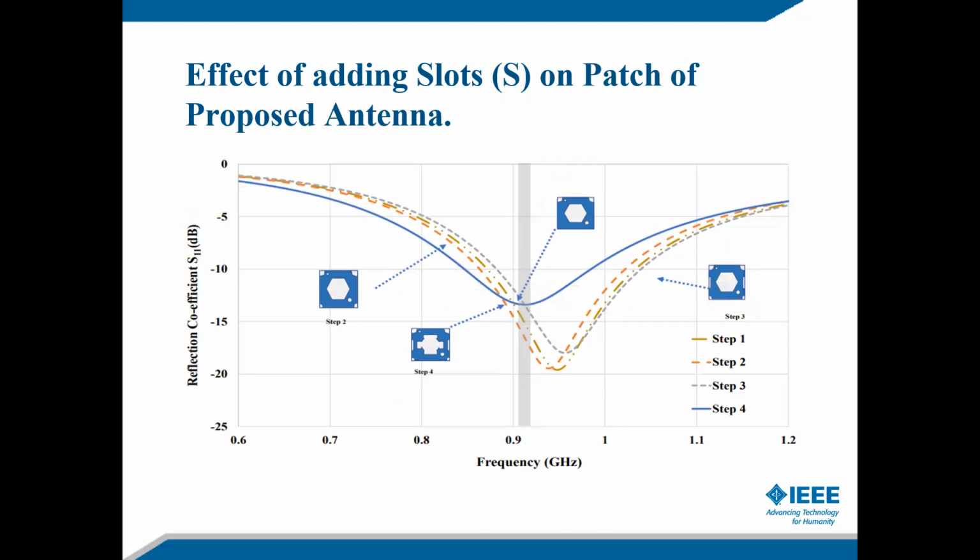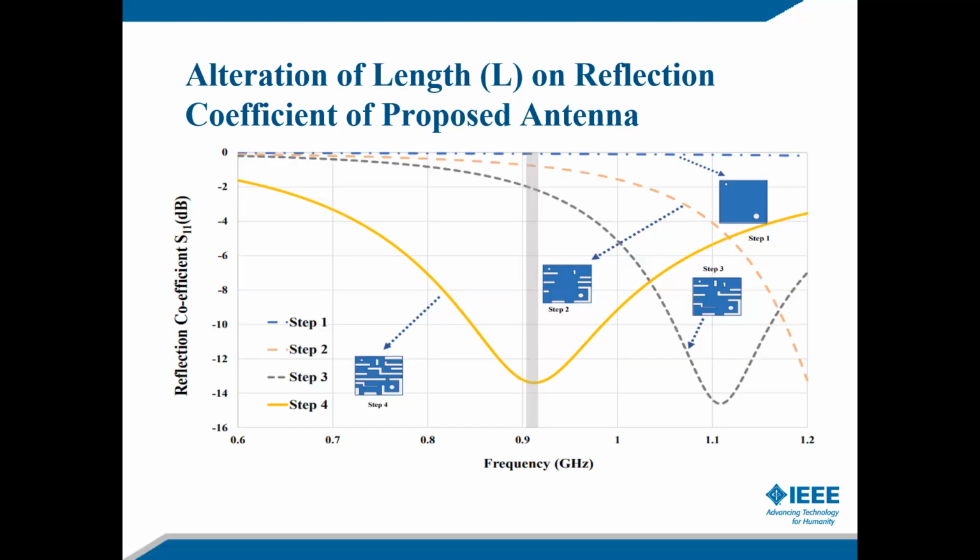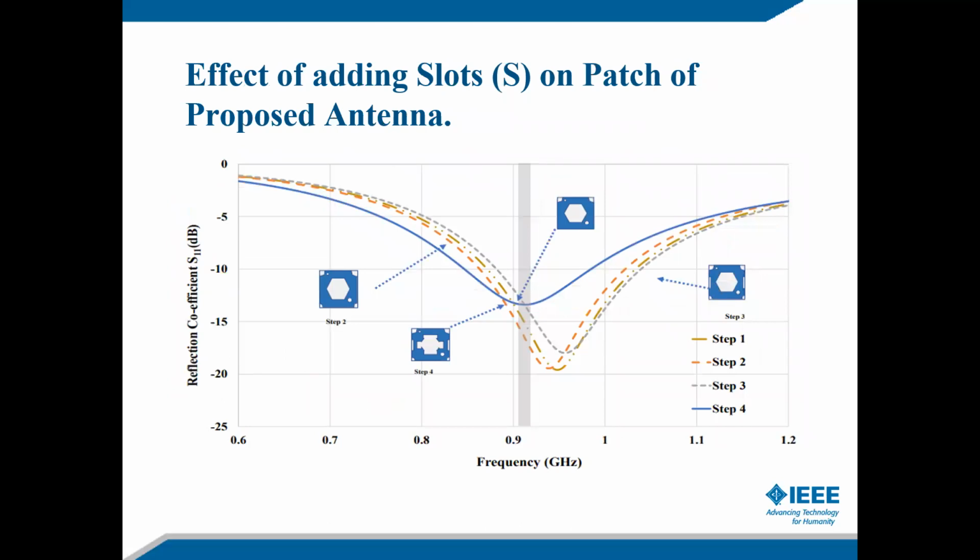These are the effects of the slots that we have used in the patch and the ground. From the previous figure, we used different slots in the ground, and from this one, on the patch, on the top side, on the top layer. Also, from this figure, the 4 steps are followed, from 1, 2, 3, 4. In step 4, we have achieved the resonance at a certain frequency.